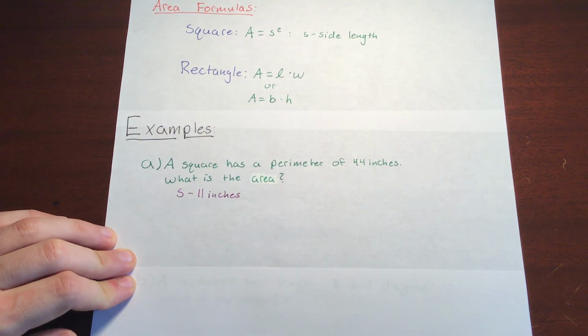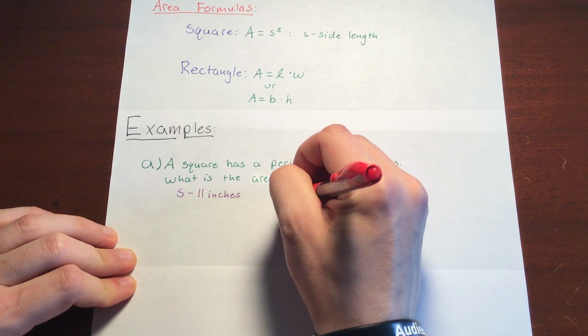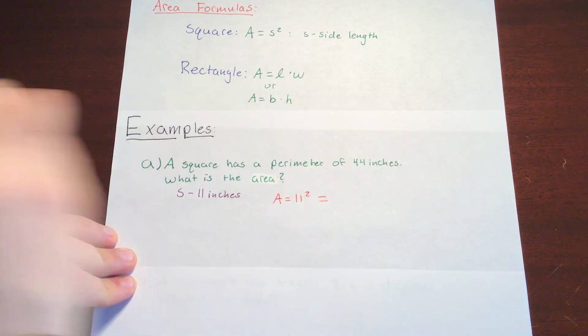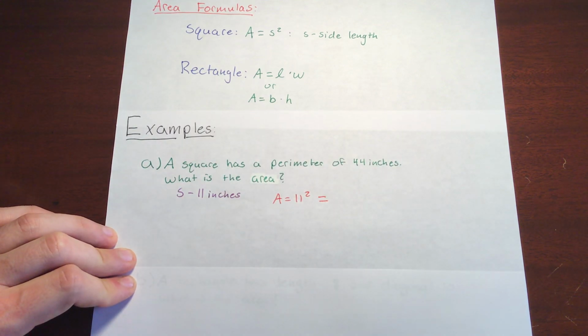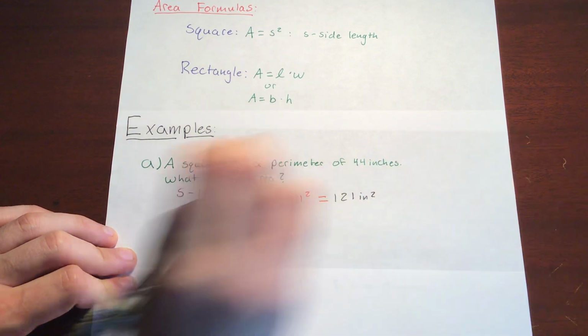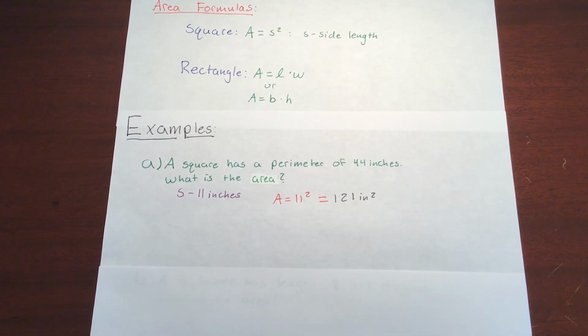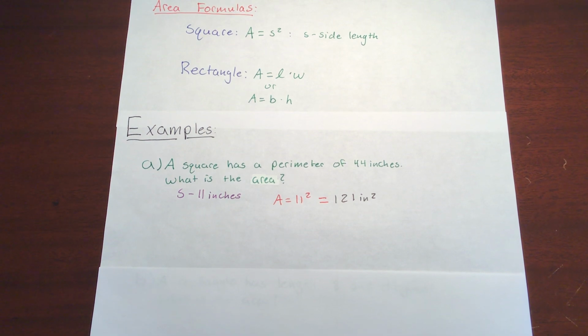From there, we can plug that right into our area formula for squares. So we get area is equal to 11 squared, which is equal to 121 inches squared. We don't want to leave off that squared when we're talking about our area. We always want to say inches or units squared. There we go. First example for the day.